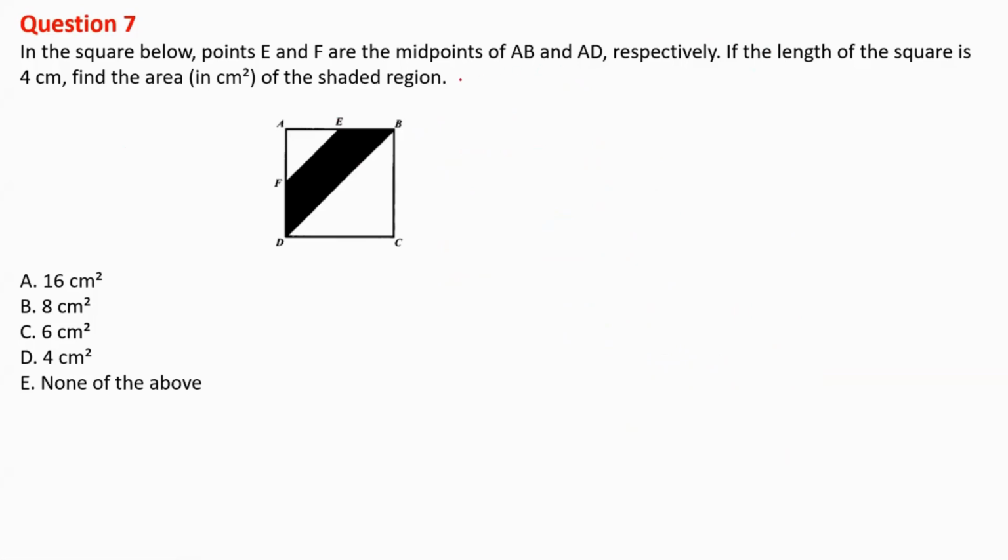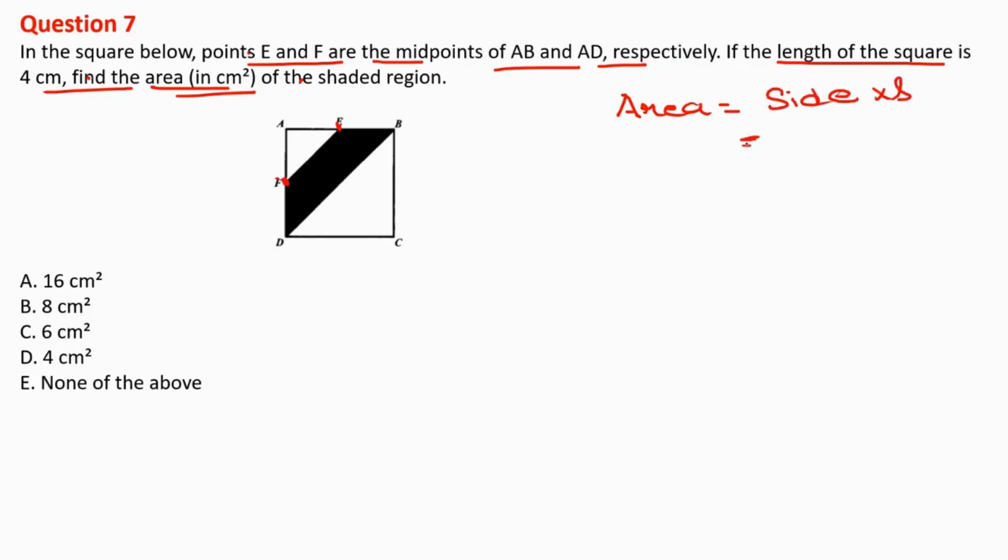Next question, number 7. In the square below, E and F are the midpoints, centers of AB and AD. The side of the square is said to be 4 cm. You have to find the area. Before we proceed, let me tell you the area of the square is side multiplied by side. That means 4 multiplied by 4, that's 16. So the whole figure's area is 16.